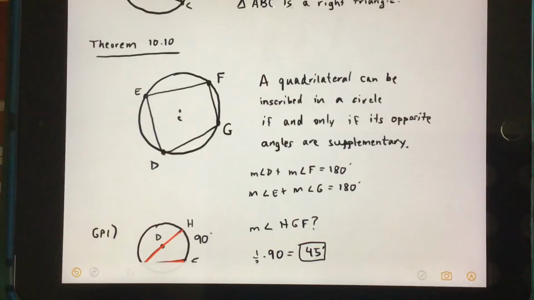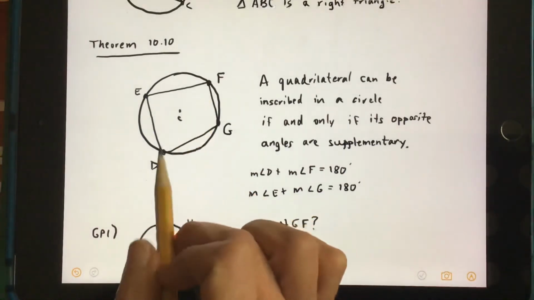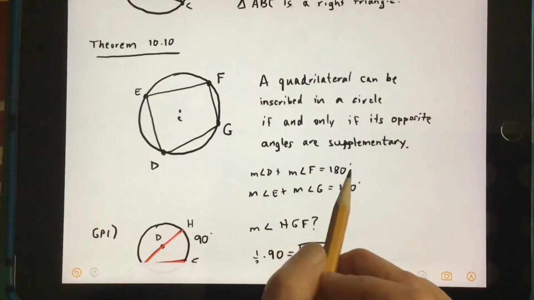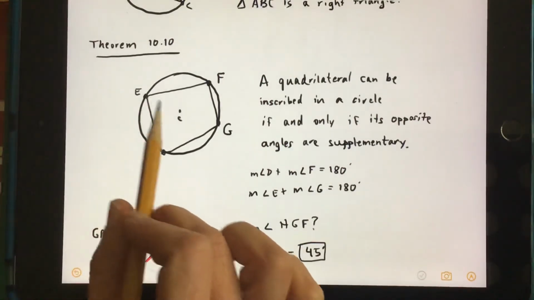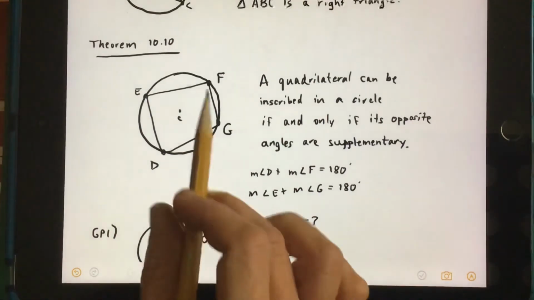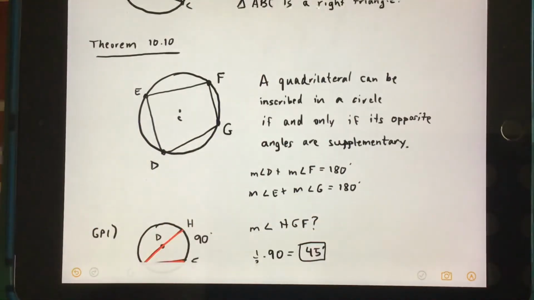This theorem talks about a quadrilateral that is inscribed inside of a circle. So a quadrilateral can be inscribed in a circle if and only if its opposite angles are supplementary. That would mean that angle D and angle F, when you add them together, are 180 degrees. So we have that showing here. And then that would also mean that angle E and angle G would have to add to 180 degrees because they would also be supplementary. So anytime we see a quadrilateral inscribed inside of a circle, we're going to know those opposite angles are supplementary angles.